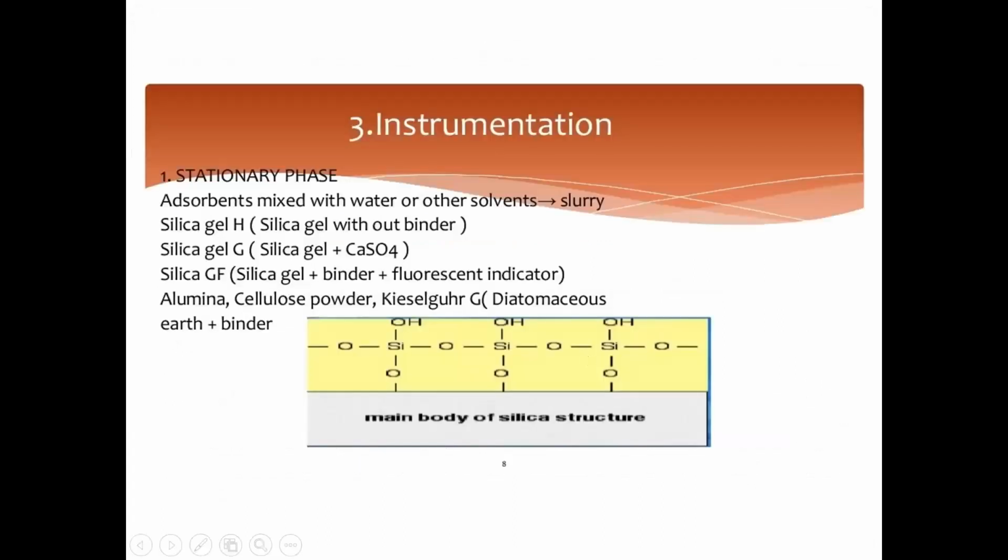Examples of stationary phases are silica gel G, which is silica gel containing gypsum as the binder, and silica gel GF, which is silica gel plus binder plus fluorescent indicator. Silica gel H is silica gel without binder. Other examples of stationary phases are alumina, cellulose powder, and Kieselguhr G.